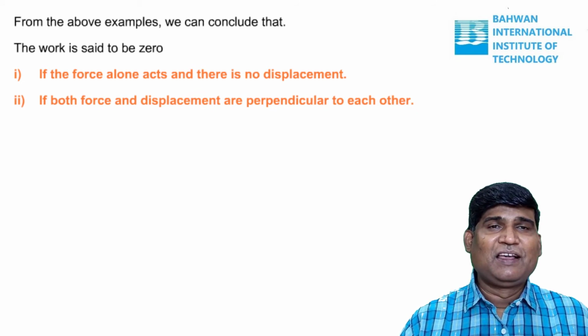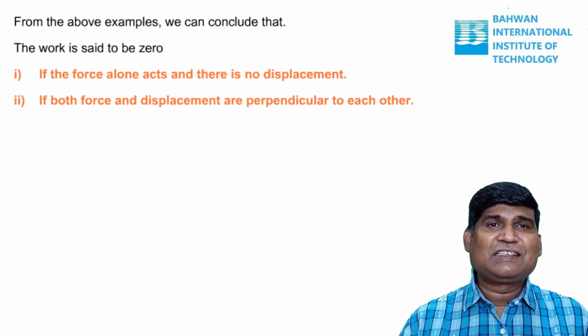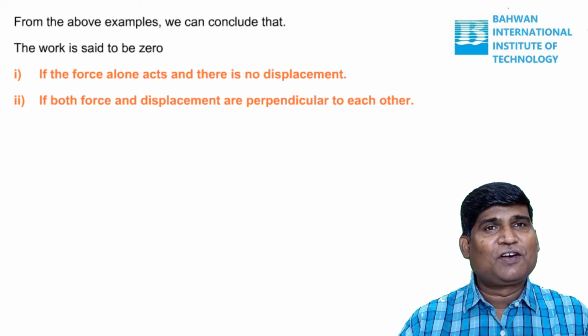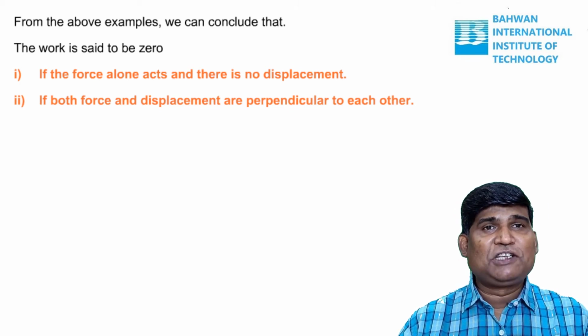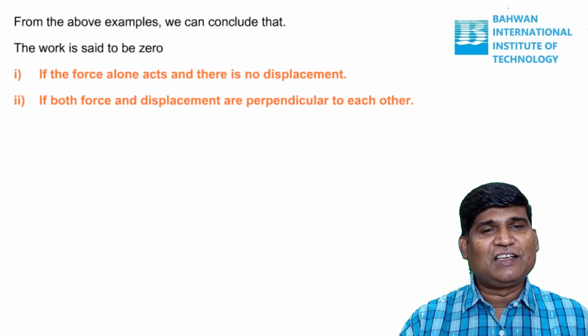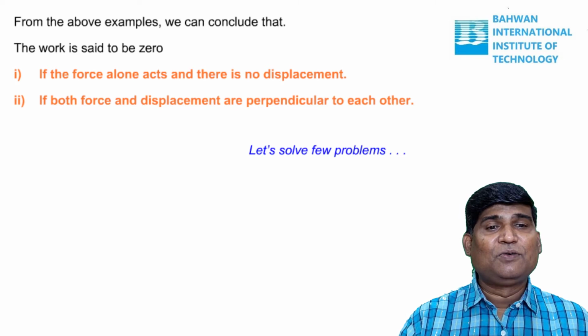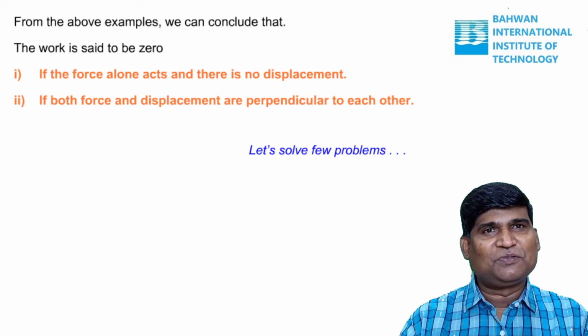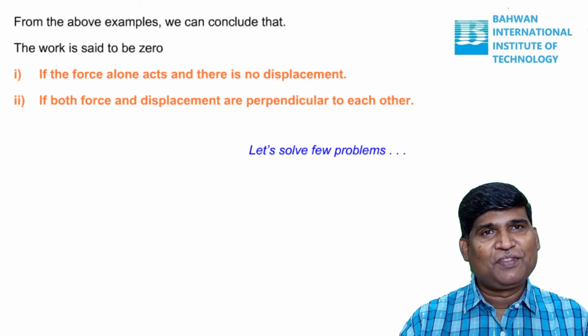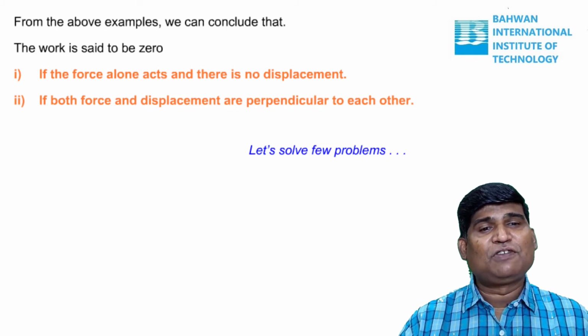Okay, what are they? Number one, force is acting but displacement is not there. Then also the work done is 0. Number two, both force and displacement are there but they are perpendicular to each other. In that case also work done is 0. So these are the conclusions we can get from this. Now we have learned so much about work. Now we'll try to solve some problems using the concepts we learned till now.